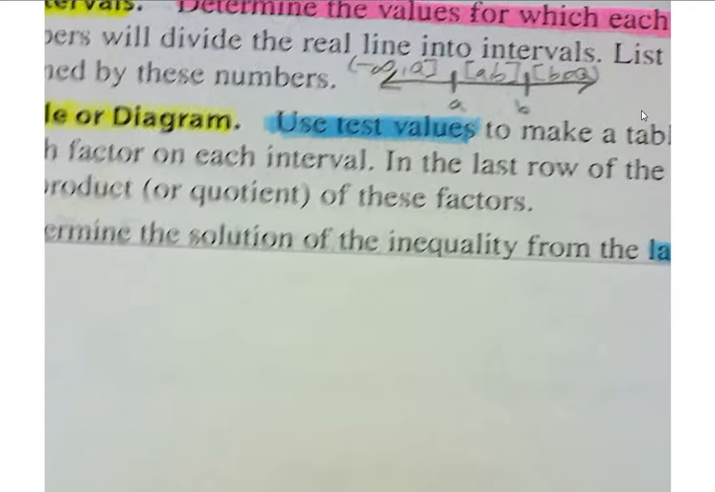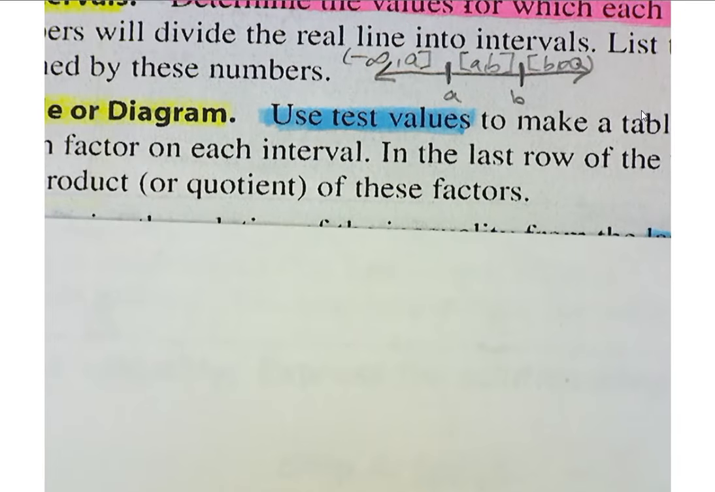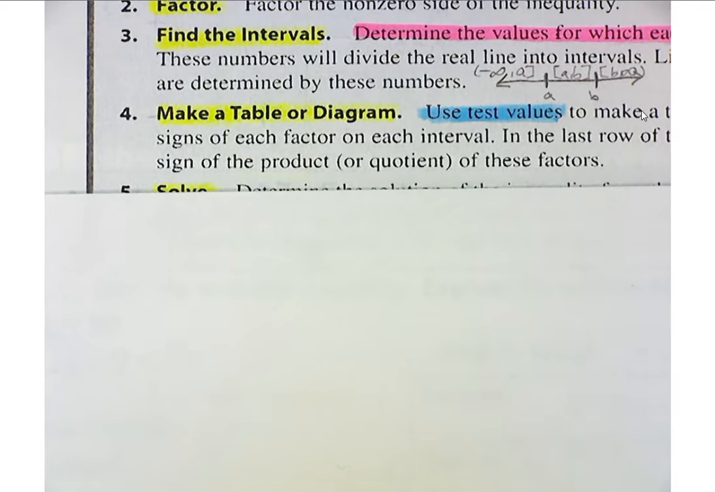we are going to make a table or diagram, and you probably already noticed that I made a table for you to use for our examples today. I'm also going to show you how you can make a quick diagram on your homework without having to draw everything out, so that'll go quickly. When you make a table or a diagram, this is really important: we're going to find test values. To find test values, you're just going to find points in that interval. We'll go over that as well.